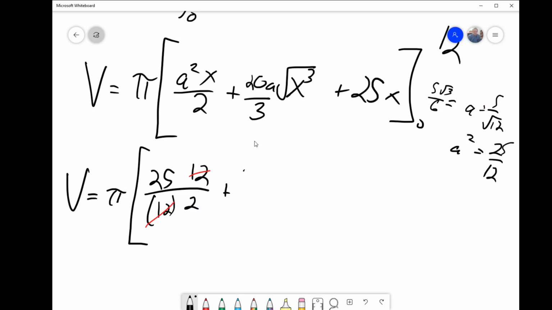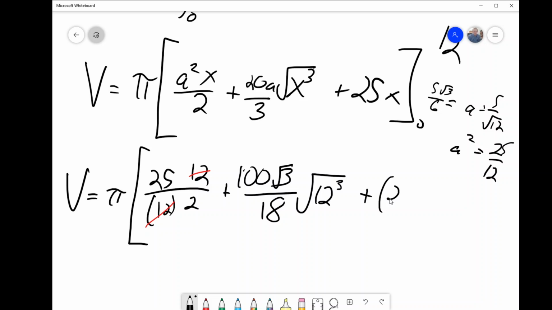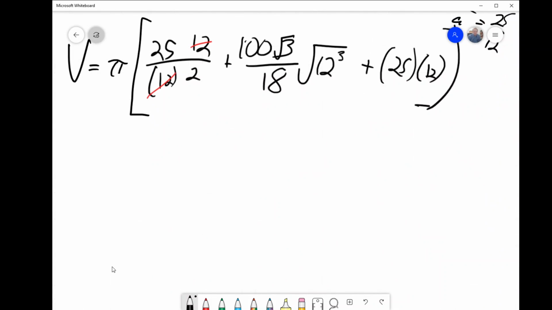So 5 times 20 is 100. We have a root 3. We divide it by 6 and we get 18 times 12 cubed under the square root, plus 25 times 12, or 300, and then we subtract this when every term is 0. So I'm just going to save space and leave out that minus 0.